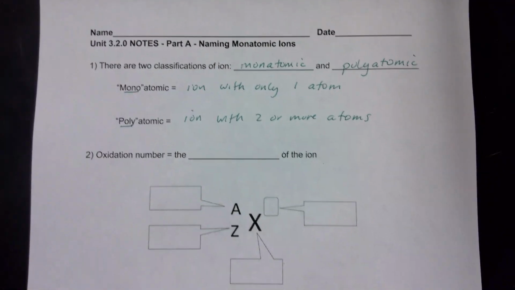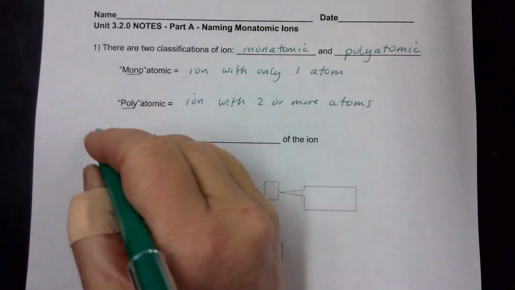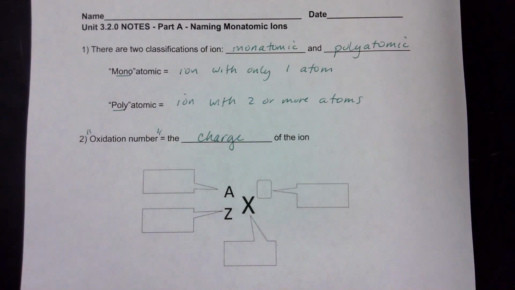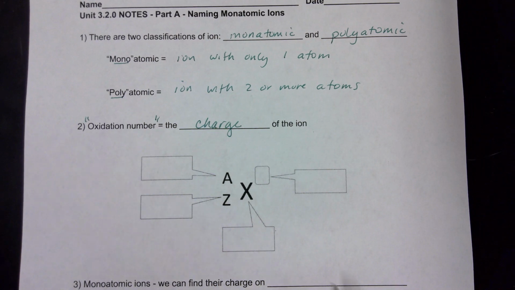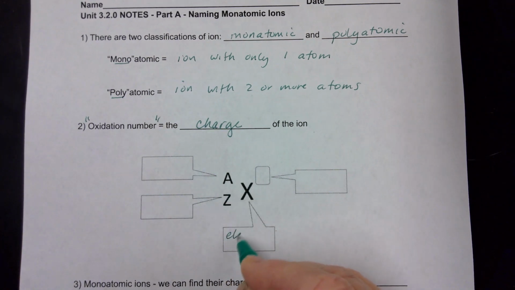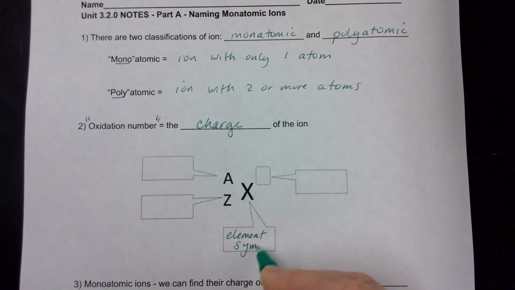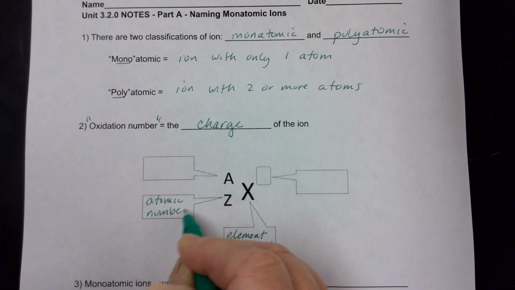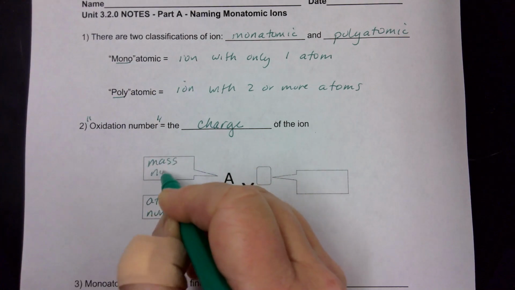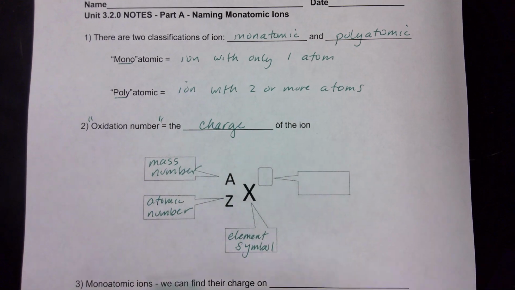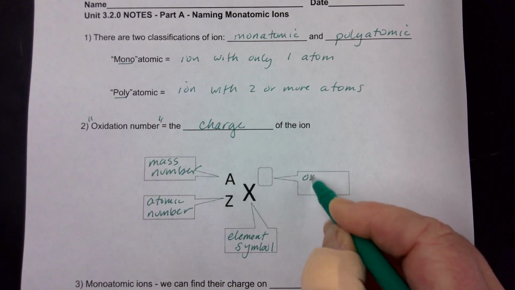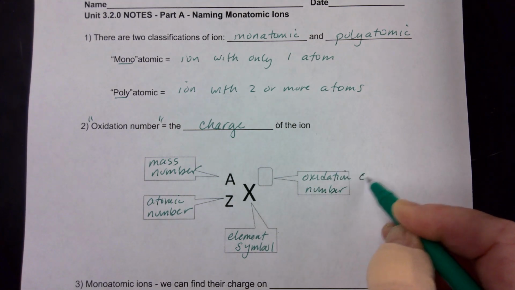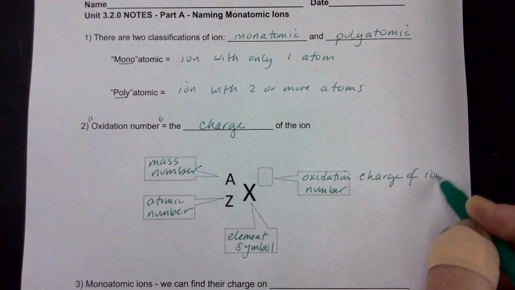Now let's just get this vocabulary term out in the open here. This is oxidation number. This is the charge of the ion. And let's take a look at where we would put that in the old AZX symbol. In an AZX symbol, of course, the X is the element symbol itself. Z is the atomic number. A is the mass number. And what we have over here is what is called the oxidation number. And of course that is, as we said, the charge of the ion.